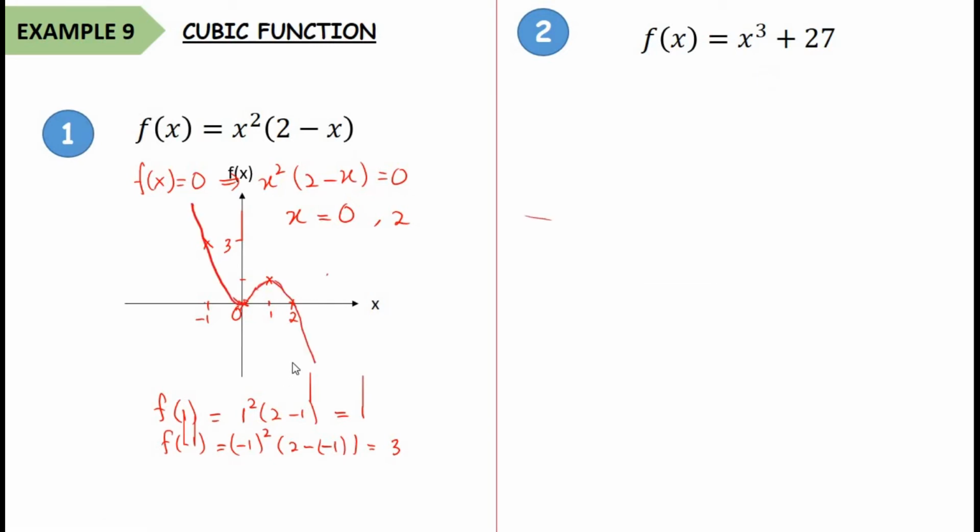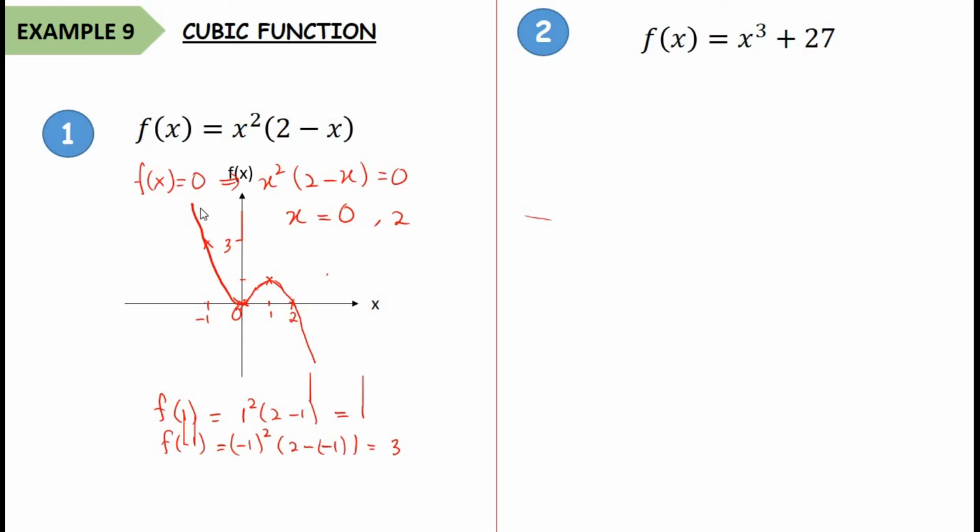So if you connect all the points, you get (0, 0), (2, 0), (1, 1), and another one is (negative 1, 3). Connecting (negative 1, 3), (0, 0), (1, 1), (2, 0), then we'll get this graph. So from this graph, what did you notice? There is no limit for x, no limit also for y.